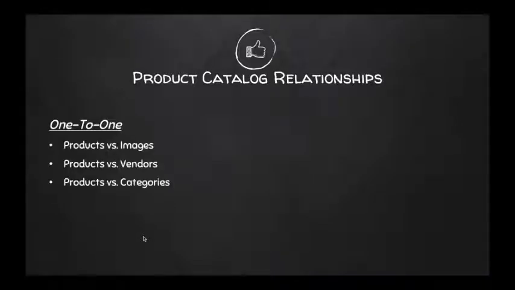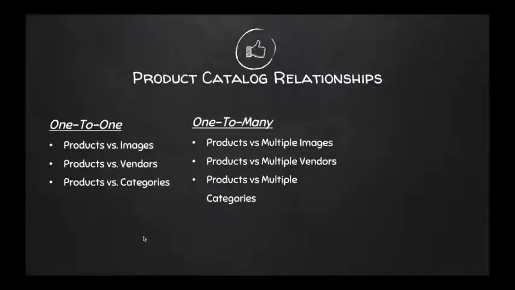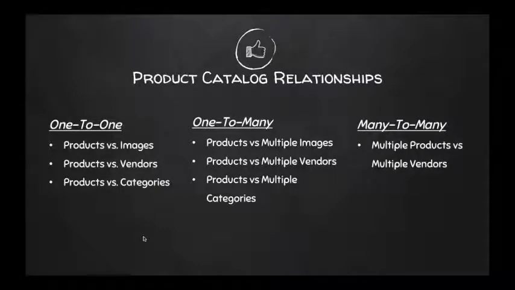So let's look at just the product catalog relationships specifically. A one-to-one, we've got products versus images, products versus vendors, and products versus categories. Now we could also have images versus vendors, categories versus images, and categories versus vendors. So these could all be interchanged. Another example is our one-to-many. So we could have products with multiple images, products with multiple vendors, and products with multiple categories. And then, of course, the many-to-many relationships, where we could have multiple products with multiple vendors, and vice versa.